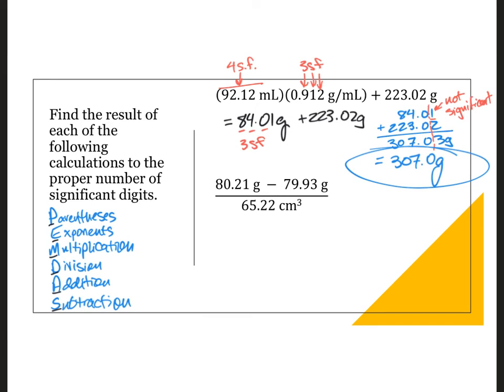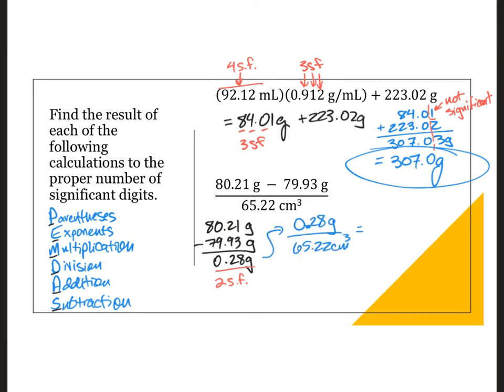The second calculation is a little easier. We take the difference of 80.21 grams and 79.93 grams to get 0.28 grams as a result. Both measurements were precise to the hundredth place, so 0.28 has two significant figures. When we divide that by 65.22, which has 4 sig figs, we must round the result to 2 significant digits.